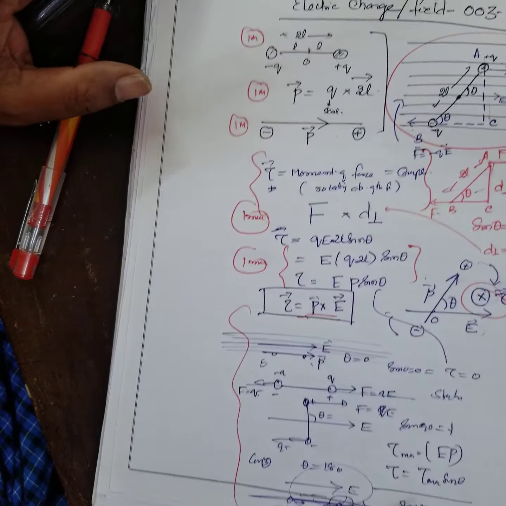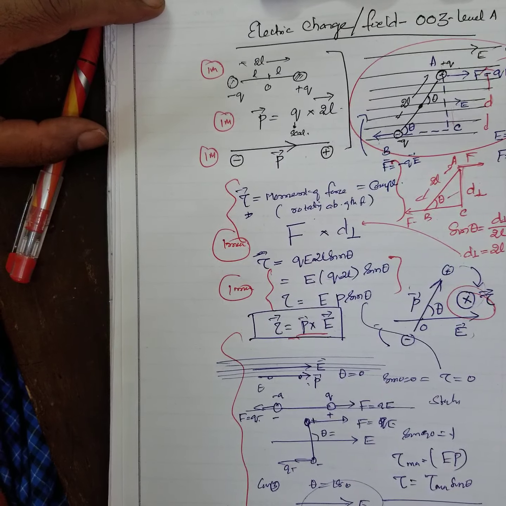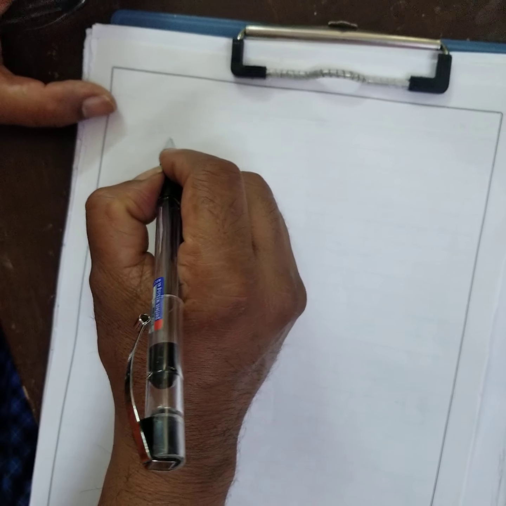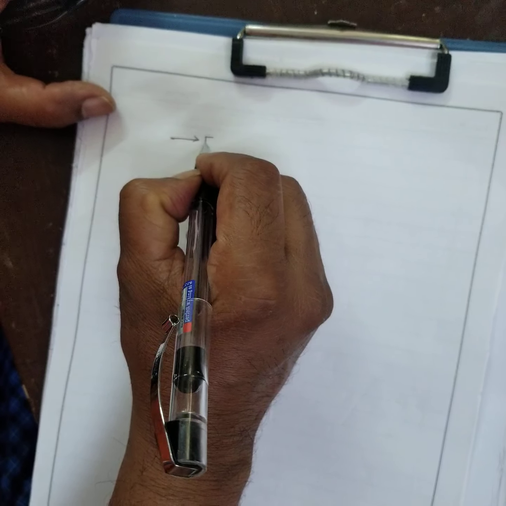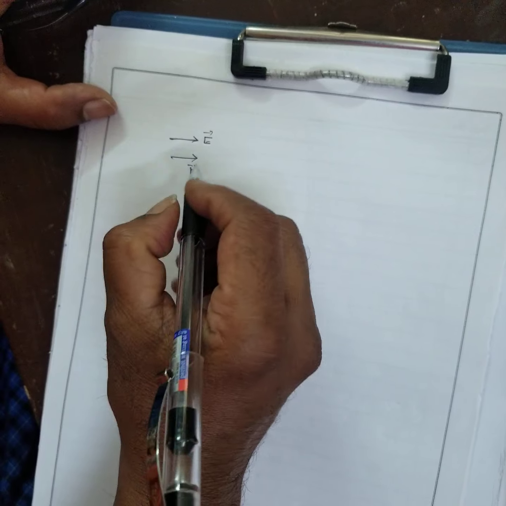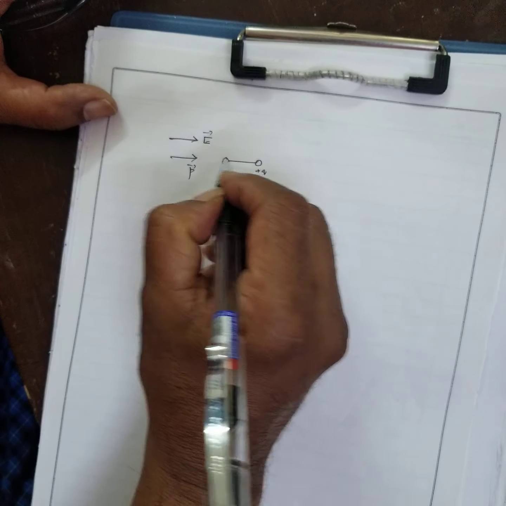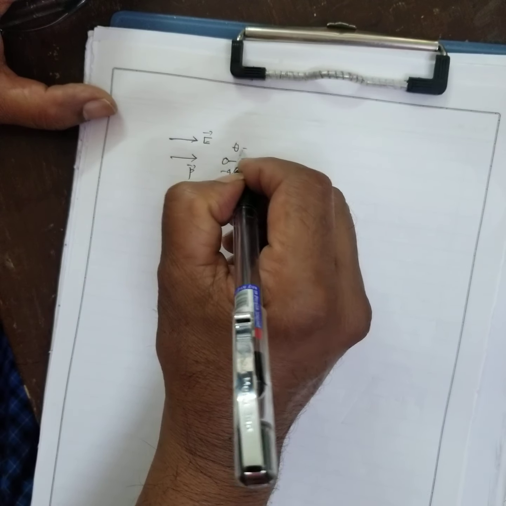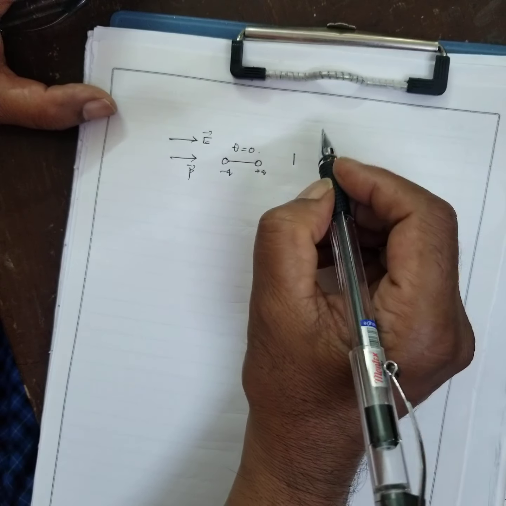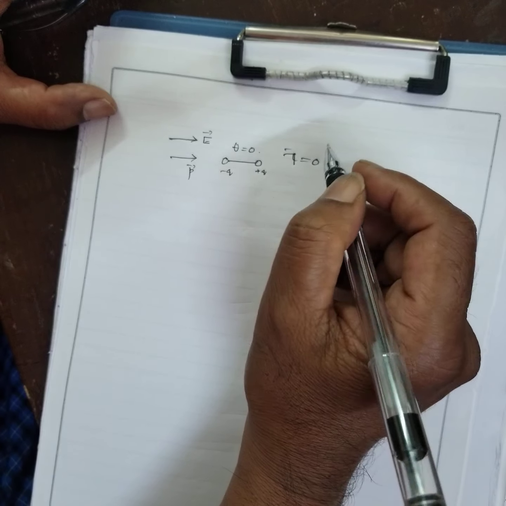Next, I am going to start the electric field along the axial line and equatorial line. Some of the questions you can be asked: if an electric dipole is placed parallel to the uniform electric field, what will happen? The dipole moment is like this, plus Q and minus Q. Theta is equal to 0. Therefore, what is the magnitude of the torque? The magnitude of the torque is equal to 0.